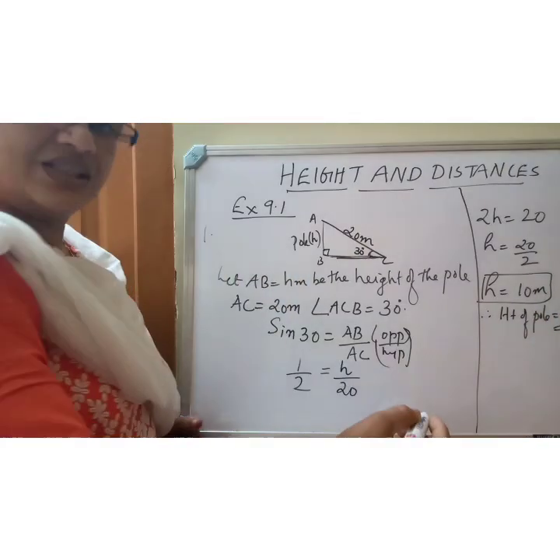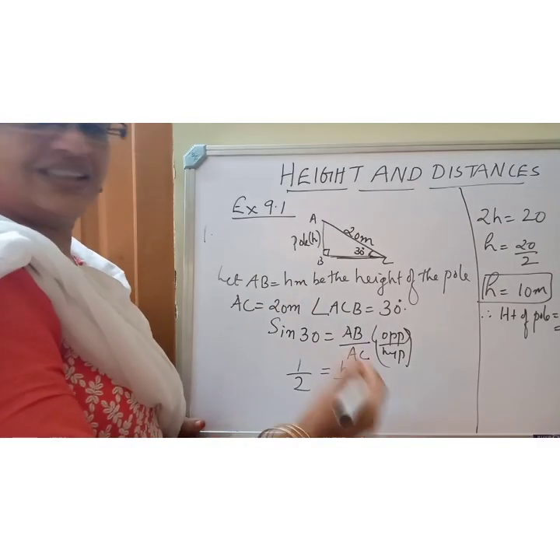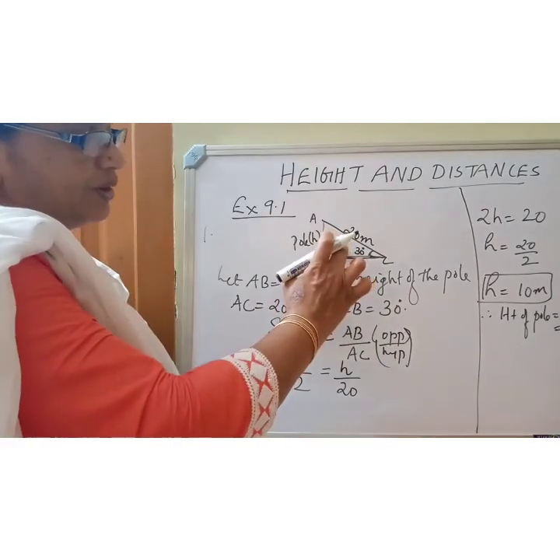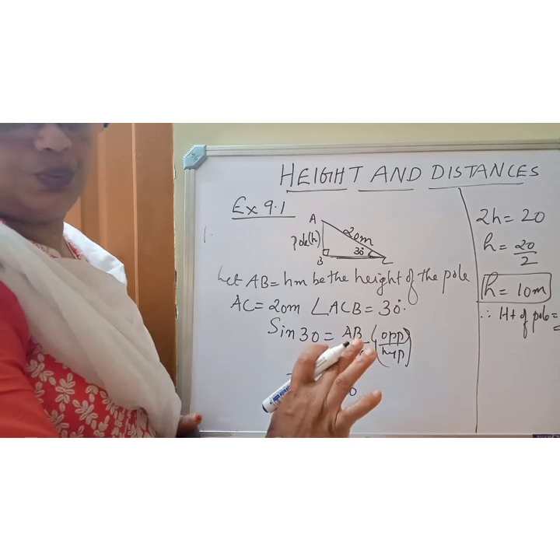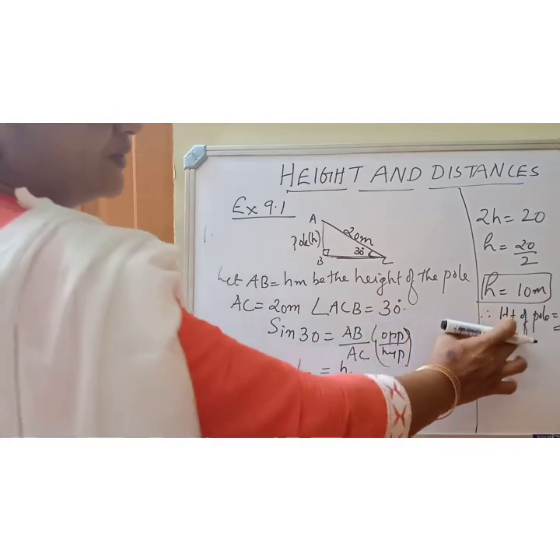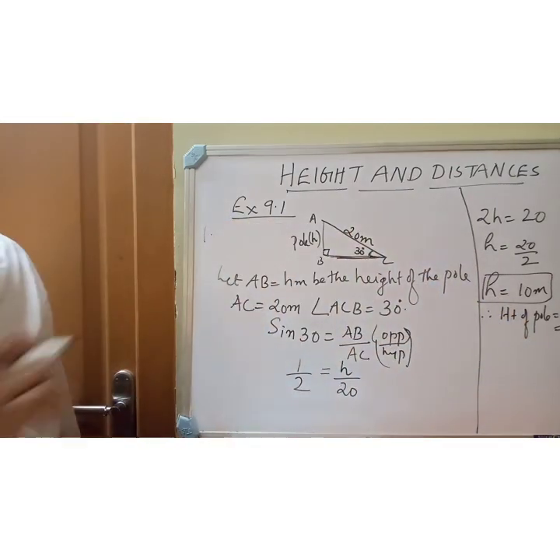So is it interesting? Yes, very easy sums. If you know the trigonometric ratios and how to draw the diagram, there is nothing difficult in this part. This is the final answer: the height of the pole is 10 meter.